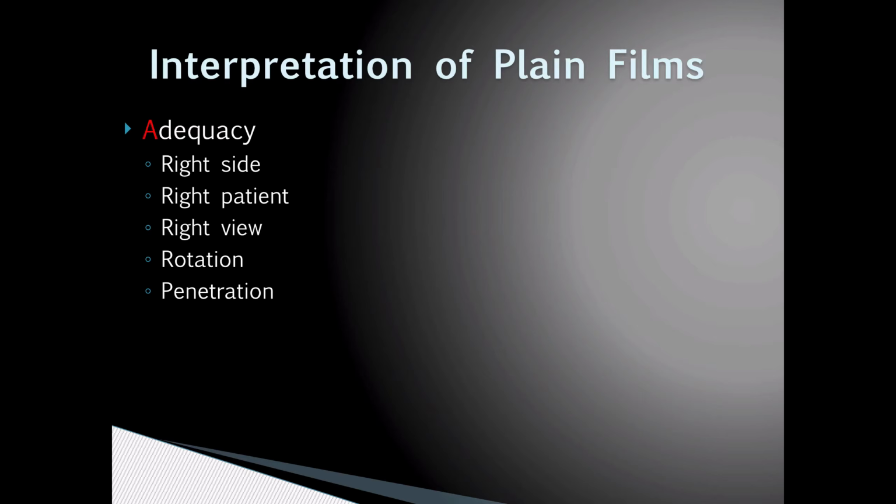I like to use the ABCs mnemonic, as previously described by many of my colleagues, in order to have a systematic approach that minimizes error. The first is A, which stands for adequacy. Some things that you can consider: is this the right side? Is this the right patient? Is this the right view for the fracture that you may be concerned about? Is the film rotated? And you should evaluate for appropriate penetration.